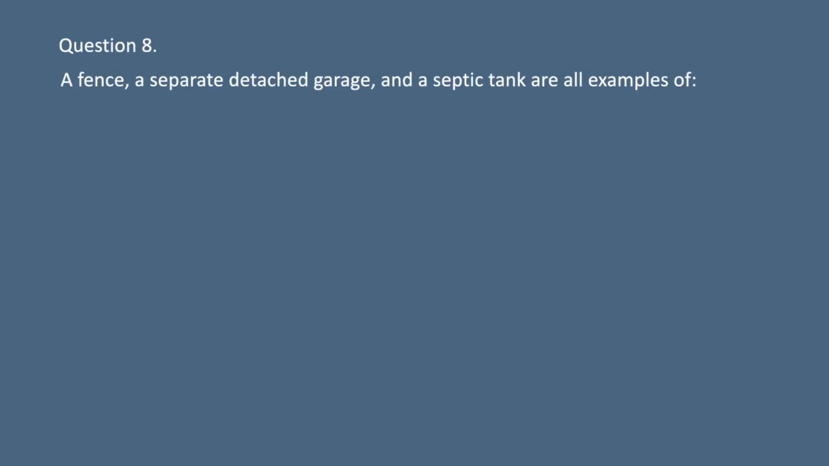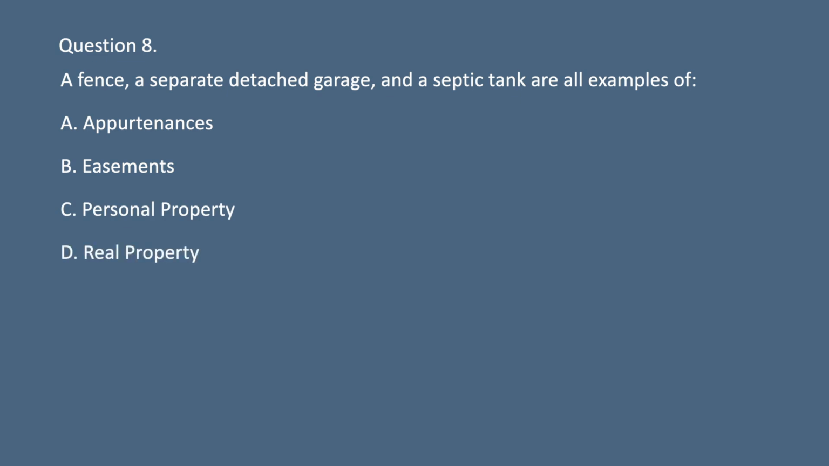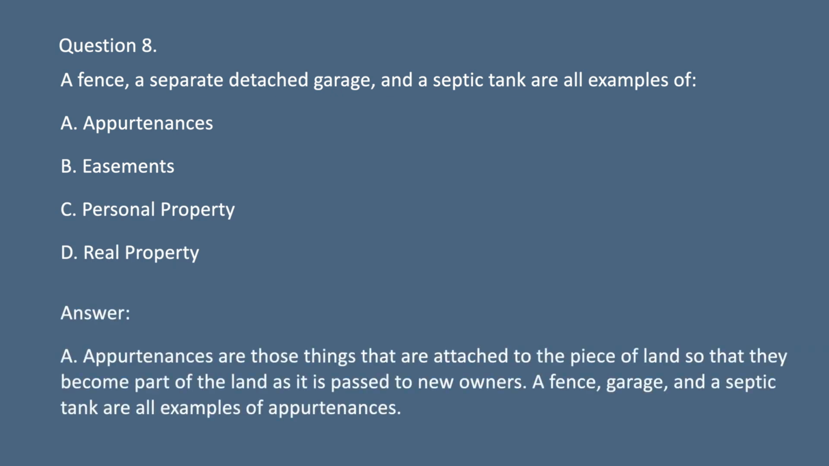Question 8. A fence, a separate detached garage, and a septic tank are all examples of A. Appurtenances. B. Easements. C. Personal property. D. Real property. Answer: A. Appurtenances are those things that are attached to the piece of land so that they become part of the land as it is passed to new owners. A fence, garage, and a septic tank are all examples of appurtenances.